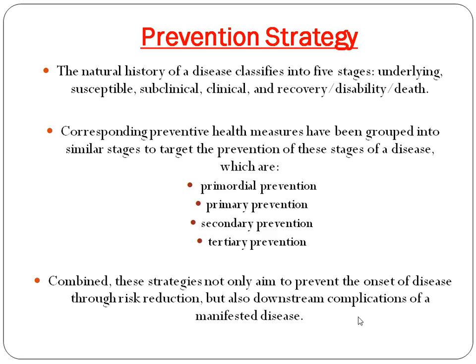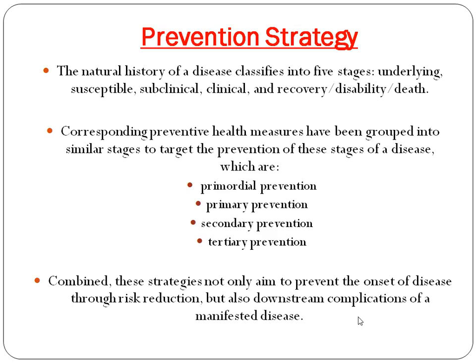The clinical ones are, of course, very visible to see. Most of the time, the subclinical also become clinical eventually by displaying the signs and symptoms. And the last aspect is the recovery stage, or maybe it gets worse, becomes a disability, or finally gets worse and becomes death. So those are the different stages of diseases in the natural history of a disease.